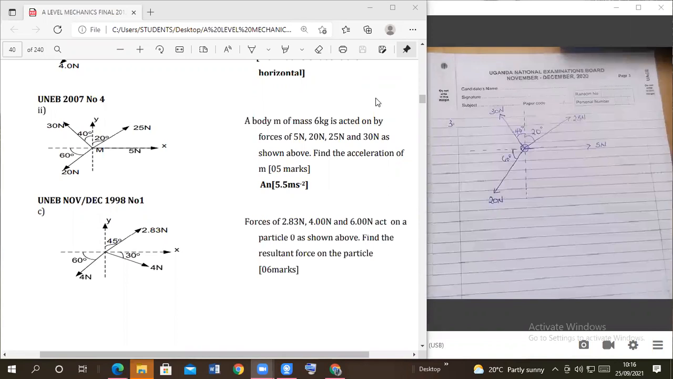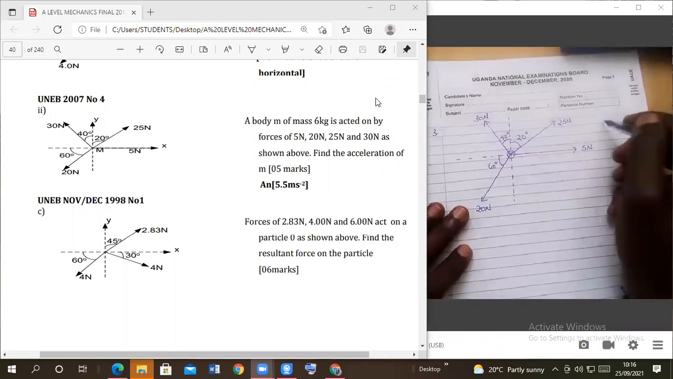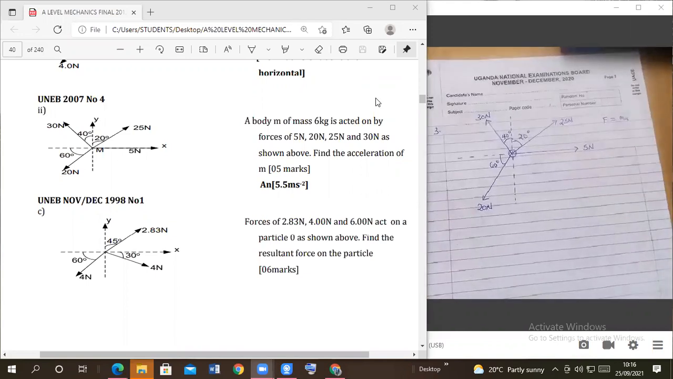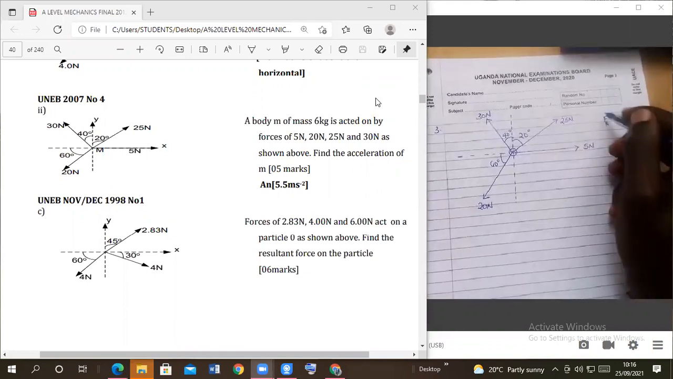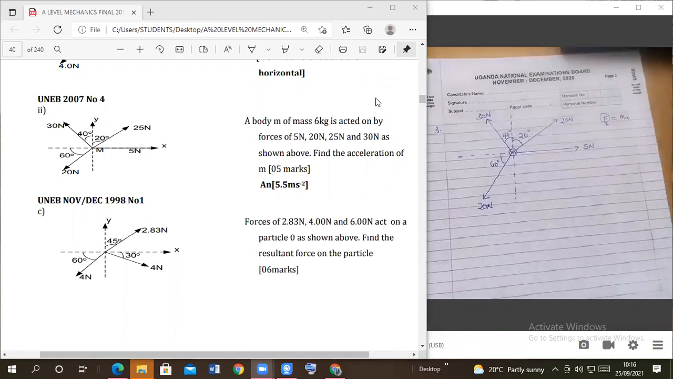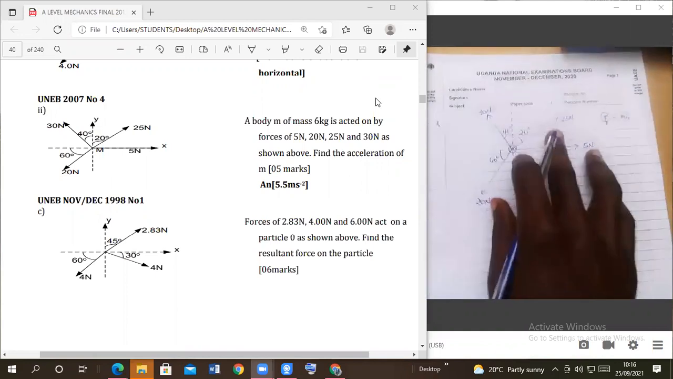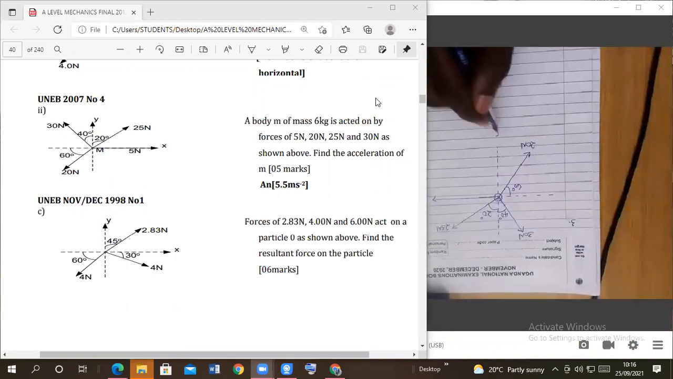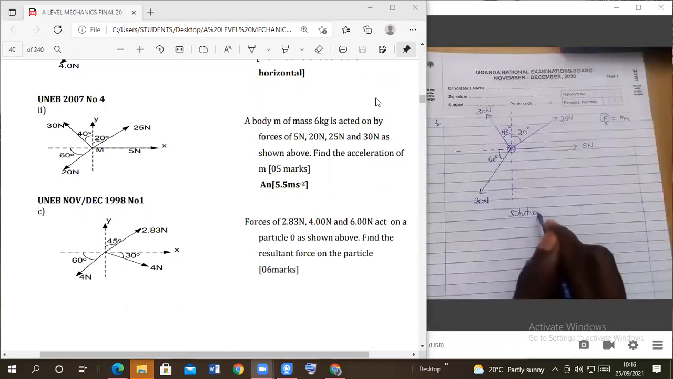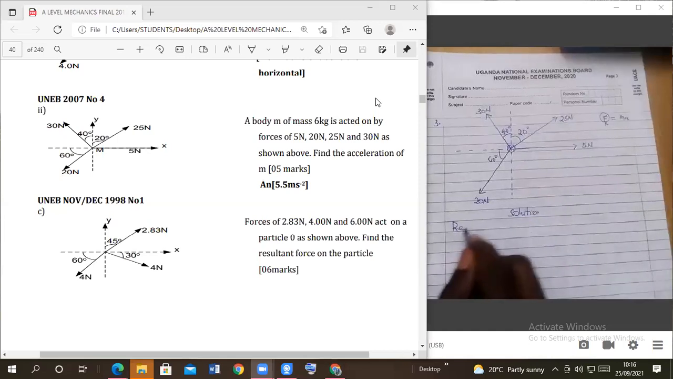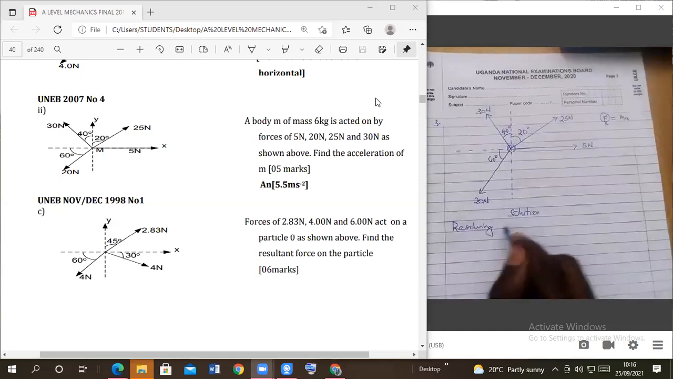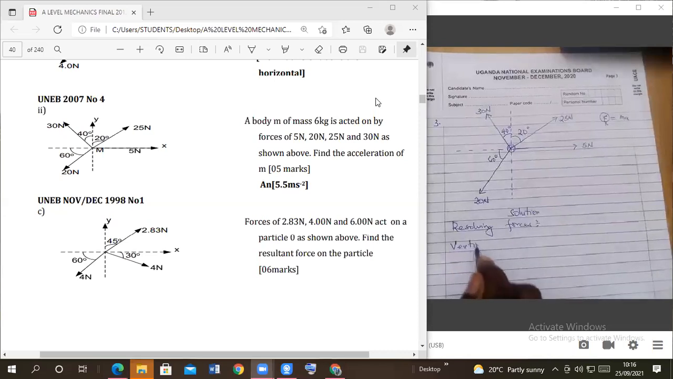They want us to find the acceleration. Just know that force is equal to m a. That one we have already seen. Where F is the resultant force. So for us to find that, we need to know the resultant force. But how do we find the resultant force? By resolving the forces. Resolving forces vertically, let's start with vertically.